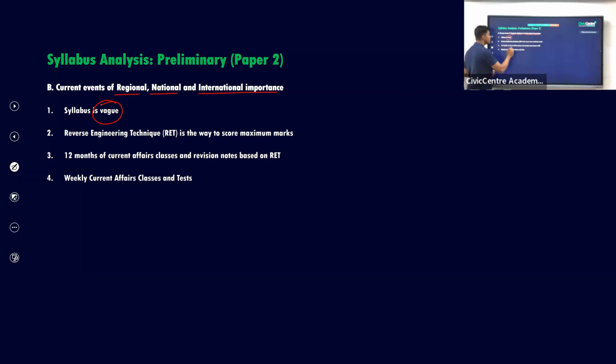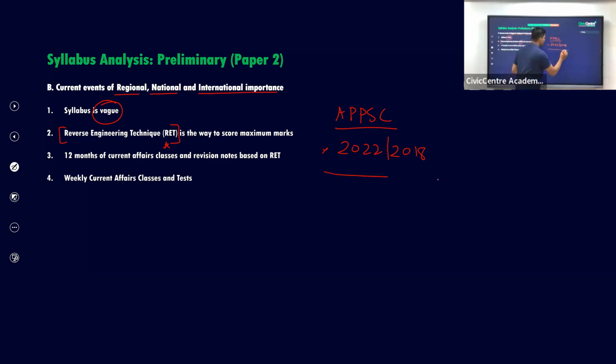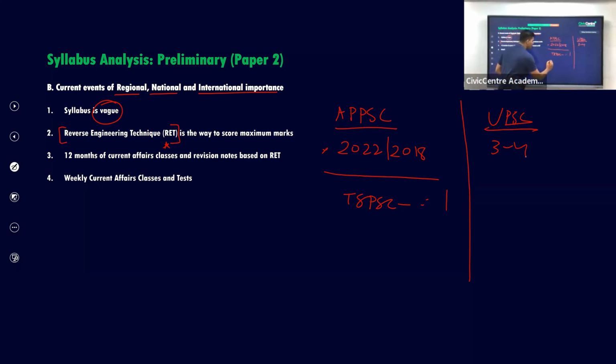Here the only working way is something that we devised called reverse engineering technique. So what we will be doing is APPSC 2022 notification, 2018 notification. These are the latest we will be studying. Same way, TSPSC, the last 2 years Group 1 we will be studying, the cancelled one and the ongoing one. Same way, UPSC, last 3 to 4 years questions we will be studying. Then we will understand a pattern. Within regional, there is a trend. Not everything is asked.